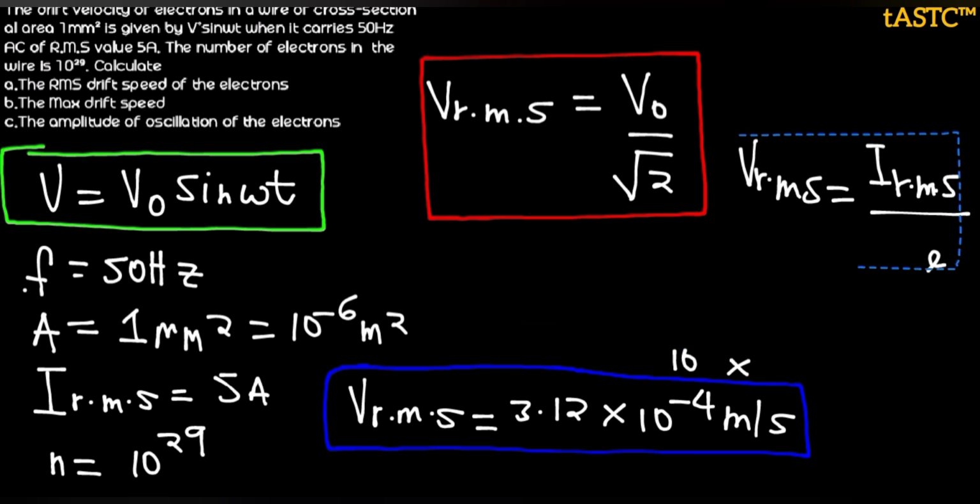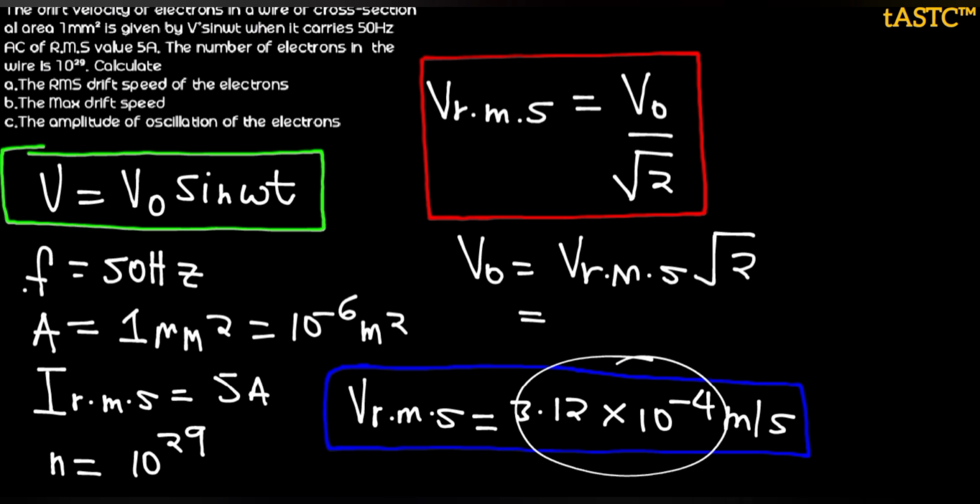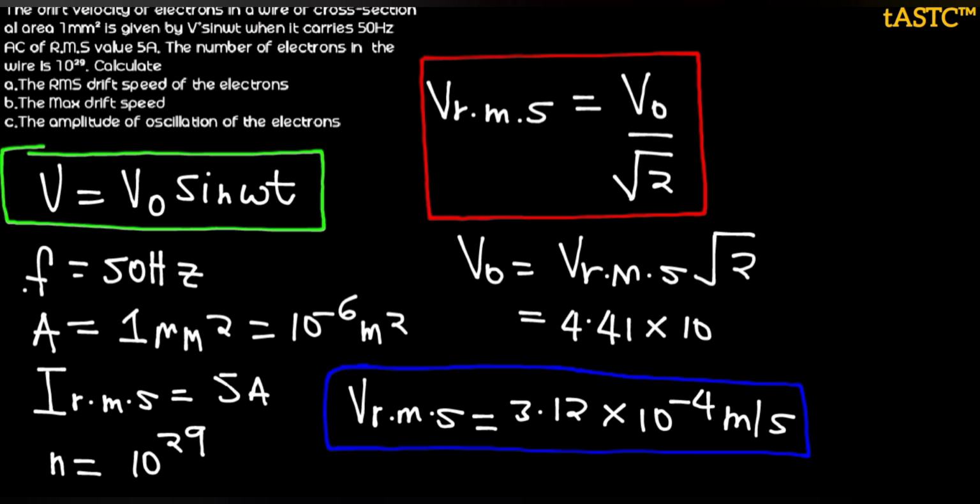So let us take these ones out. So from here, we can find out V naught should be equal to V RMS multiplied by root 2. So this is going to be this stuff multiplied by root 2. That gives us 4.41 multiplied by 10 to the power of a negative 4. So this is going to be V naught.